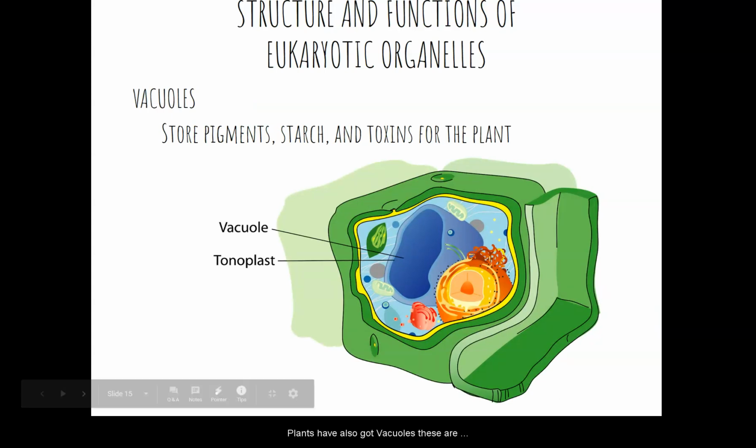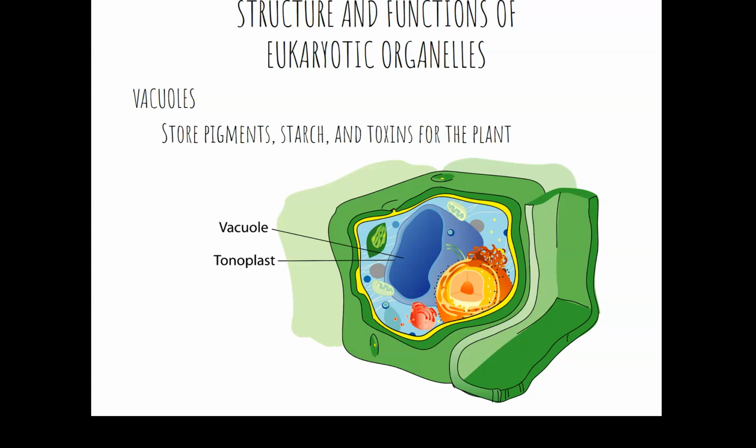So plants have also got vacuoles. These are membrane-bound organelles. They store pigments. So later this semester, you're going to be getting some red cabbage, and we'll be extracting the anthocyanin pigment from red cabbage to use it to make a pH indicator. When you eat potatoes, the starch in potatoes is being stored in vacuoles in the center of each cell. And if you like your caffeine, like I do, caffeine would be stored in a vacuole in the coffee bean.